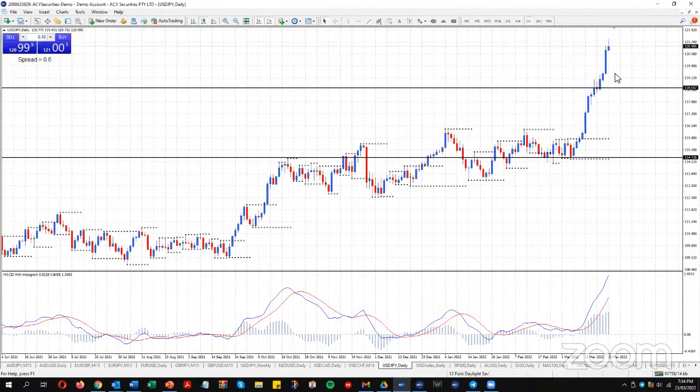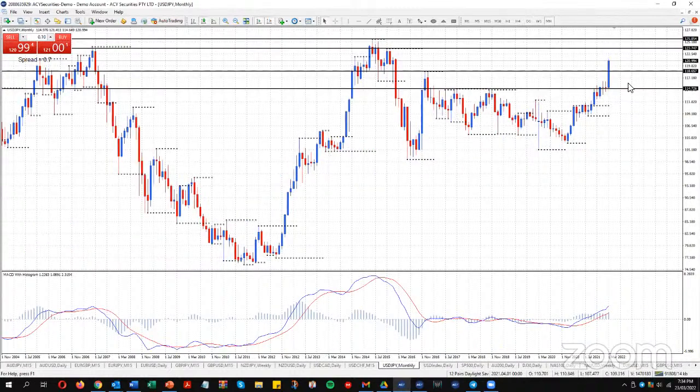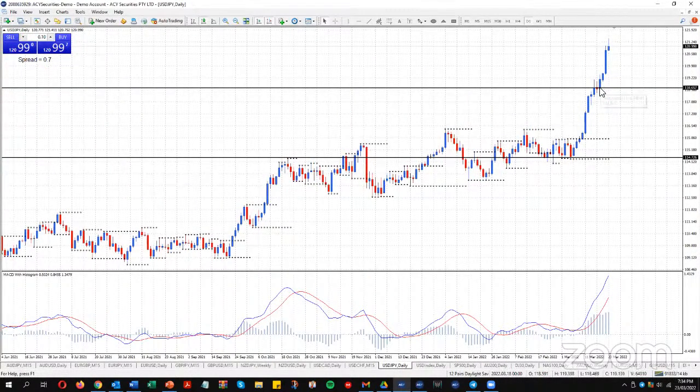Logically though, it should have some form of correction over the next week or two, and this broken level of monthly resistance, I just want to double check that level. That's that high there, so I'm not giving you any wrong information. That monthly top, we've moved through 118.65.